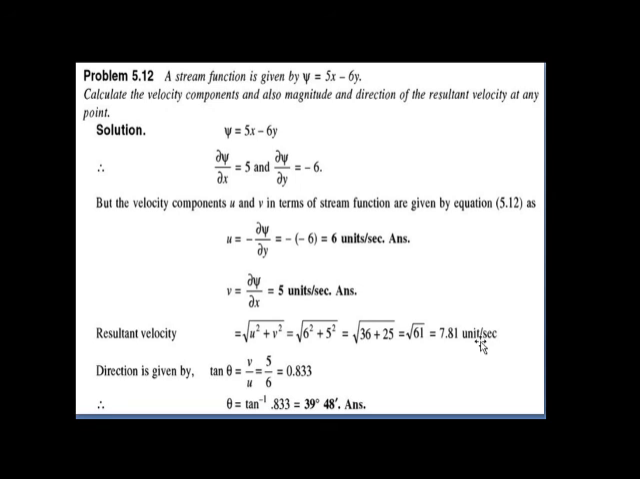Up to here we have calculated the velocity components and also the magnitude of the resultant velocity. Now the remaining term is the direction. Tan theta is equal to v upon u, which is equal to 5 upon 6, which is equal to 0.833. Then theta is equal to tan inverse of 0.833, so theta is equal to 39 degrees 48 minutes. This is the answer for the direction of the resultant velocity.